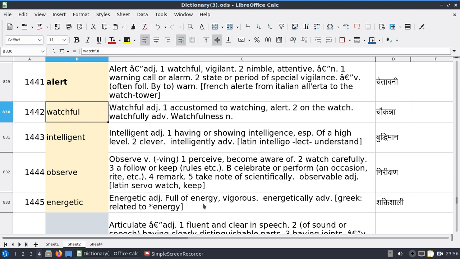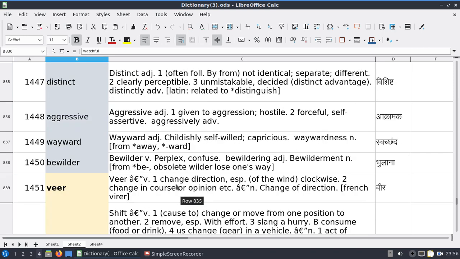Intelligence is someone who is buddhiman. Observe. Observe is watching carefully. That is perceiving. Energetic is full of energy. Alert is closely related to watchful.